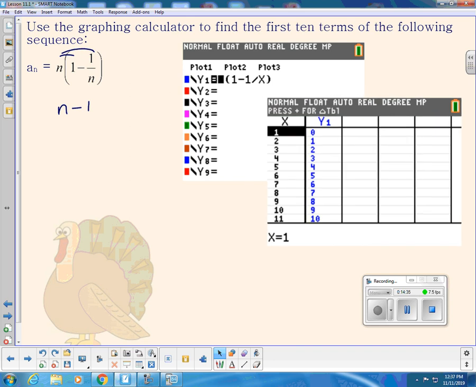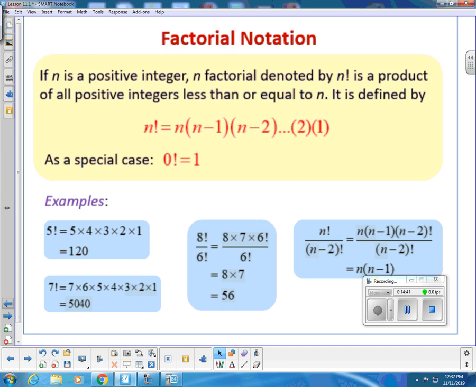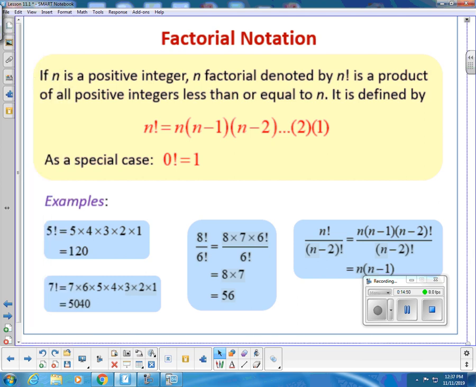All right. Here we go. Factorials. Somehow I missed a slide. There you are. Factorials. So a number followed by an exclamation point. It does not mean an excited 5. It's not an exclamation like that.